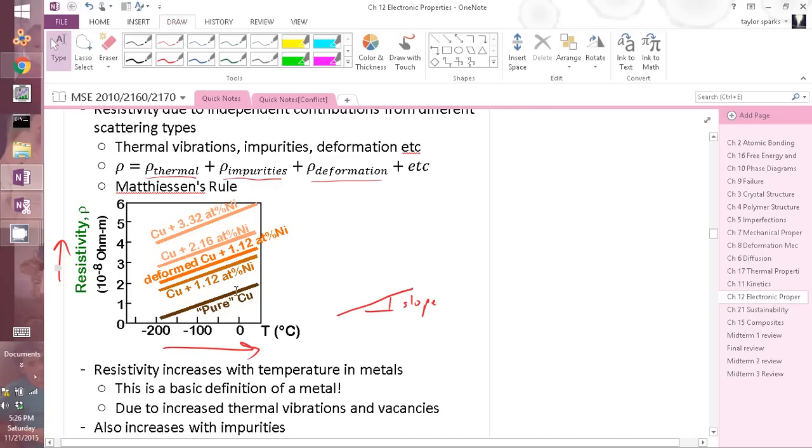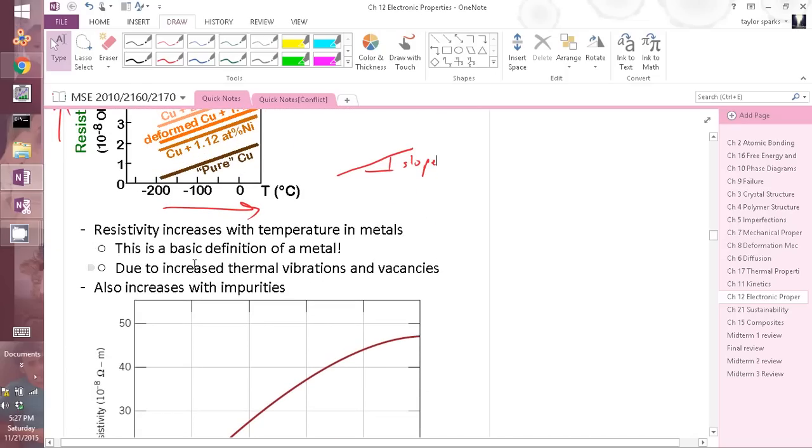However, you can also make it even more resistive as you go from pure copper to copper that has some amount of nickel impurities, excuse me. Those impurities also serve as scattering sites. Then if you deform the copper, meaning you cold work it and you introduce dislocations or twinning or all these defects in it, that can further increase the resistivity, right, and so forth. Okay?